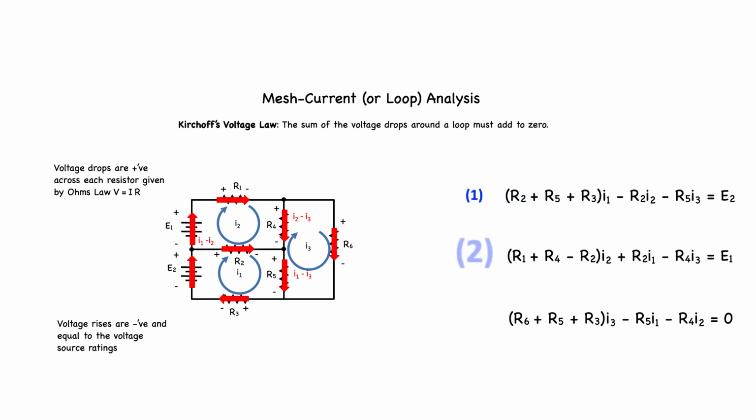We are now left with 3 equations in 3 unknowns. The 3 currents are the unknowns, I1, I2, and I3. Our known quantities are the resistances, R1, R2, R3, R4, R5, and R6, and the voltages of the power supplies, E1 and E2. We now have 3 equations and 3 unknowns, so mathematically we can solve for the 3 unknowns, which are the 3 currents.